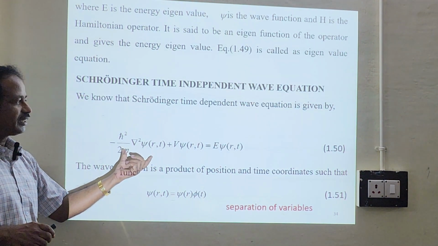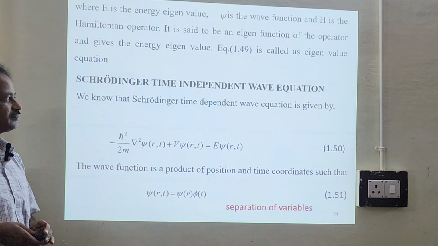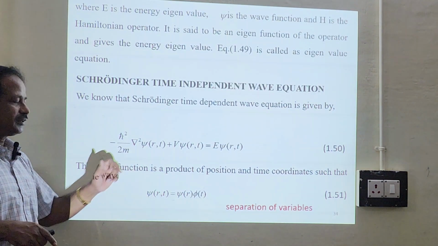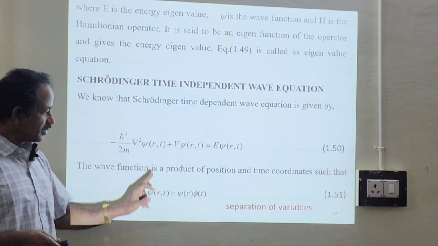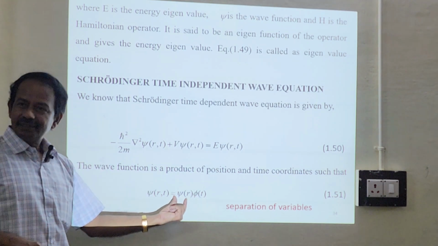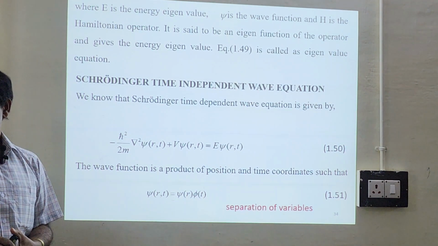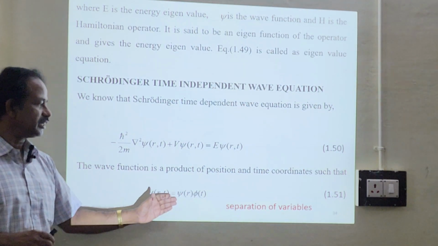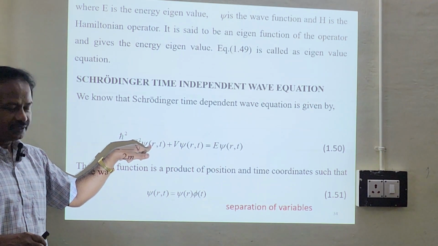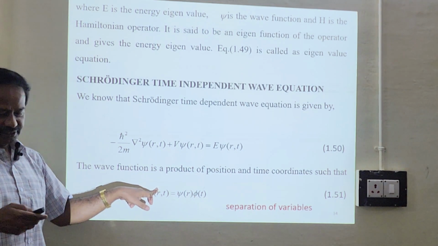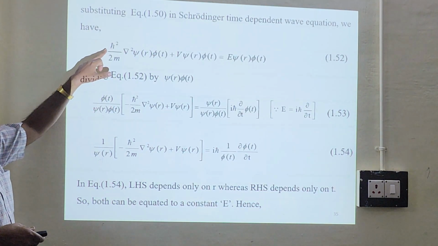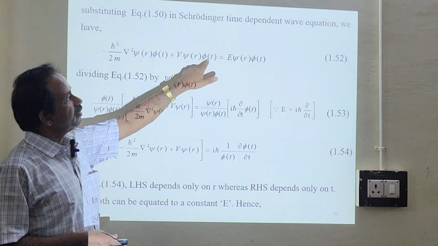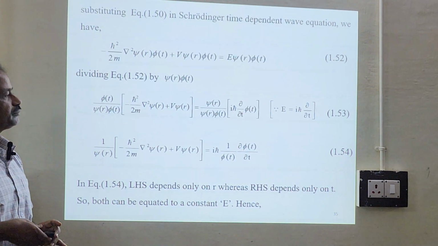This equation is known as the time dependent Schrödinger equation, because the solution depends on position and time, r and t. Now psi of r comma t can be written separately, as a position part and a time part. We can write it like this: the product of psi of r and phi of t. So psi of r comma t equals psi of r phi of t. You substitute here in this equation. This technique is known as separation of variables. So we will get minus h bar squared divided by 2m del squared psi of r phi of t, plus V psi of r phi of t, equals E psi of r phi of t.